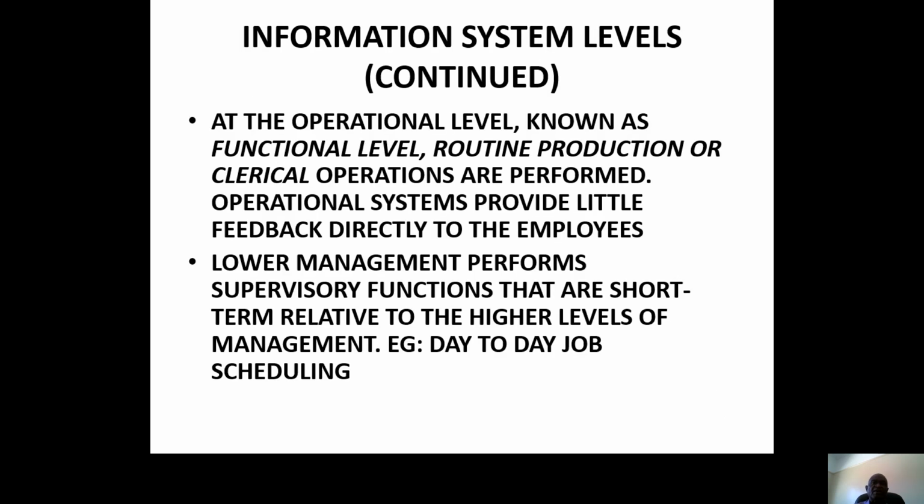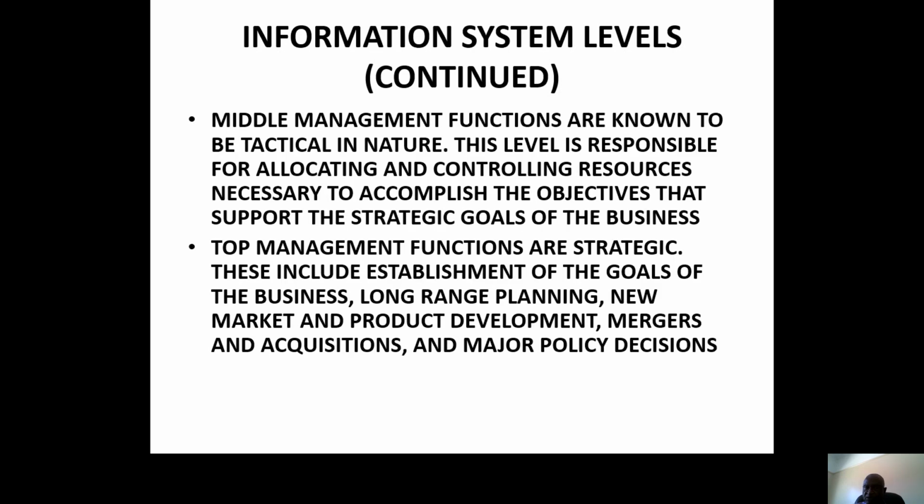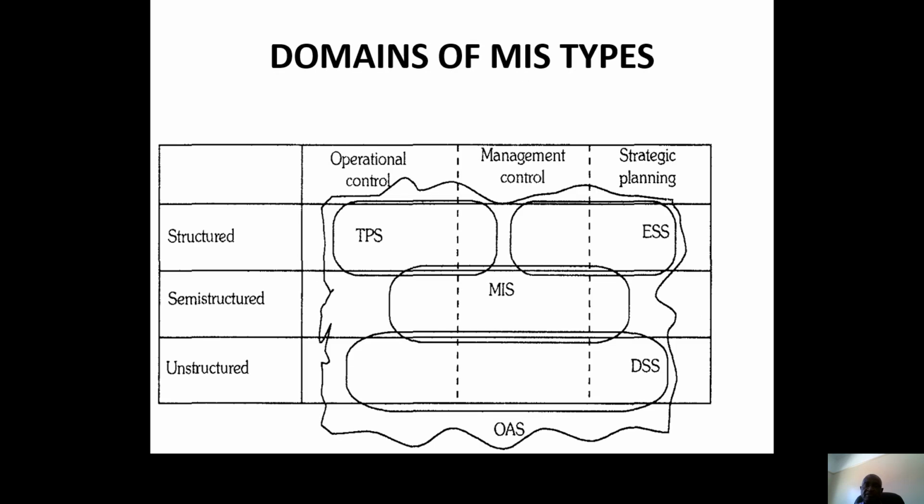It's operational level. I don't have to repeat that one because you're in management, you know what it is. Lower management performance, you know what lower management is. Middle management, this is where we say MIS is. Top management, we're talking of decision support systems, we're talking of executive support systems. These are the systems which will be used by top management. Right. There you are. This is what we're talking about.